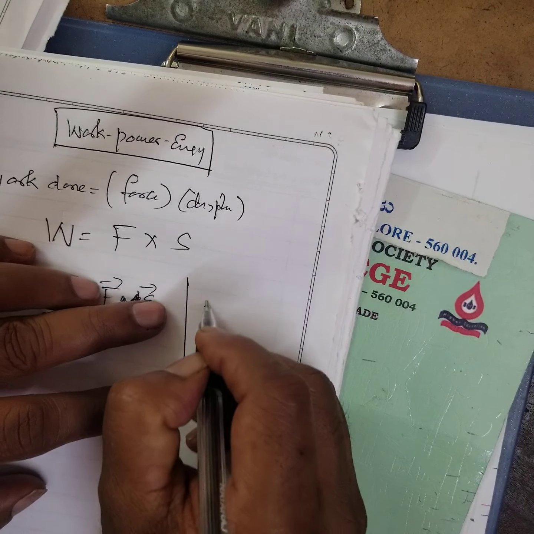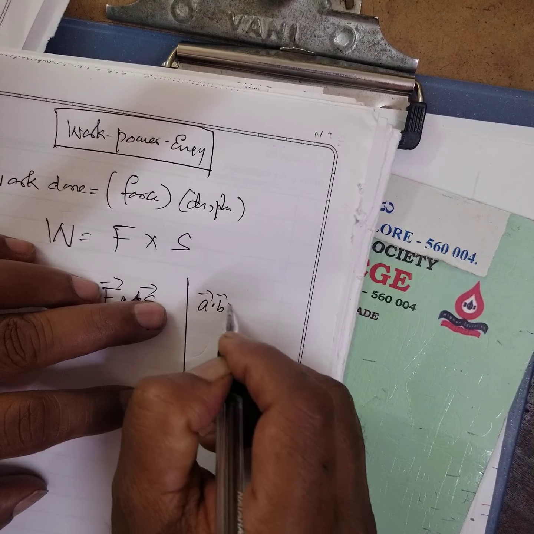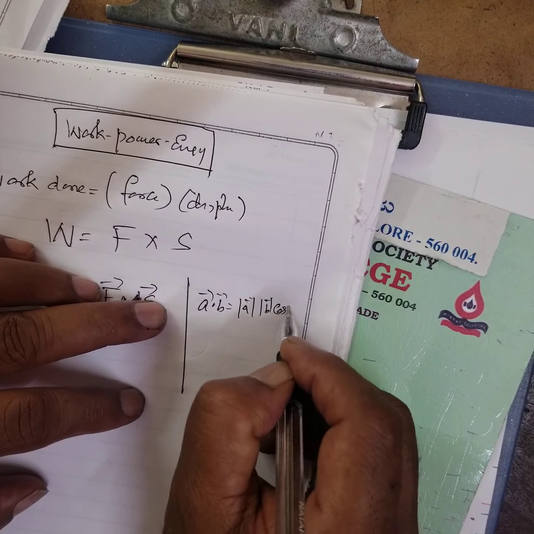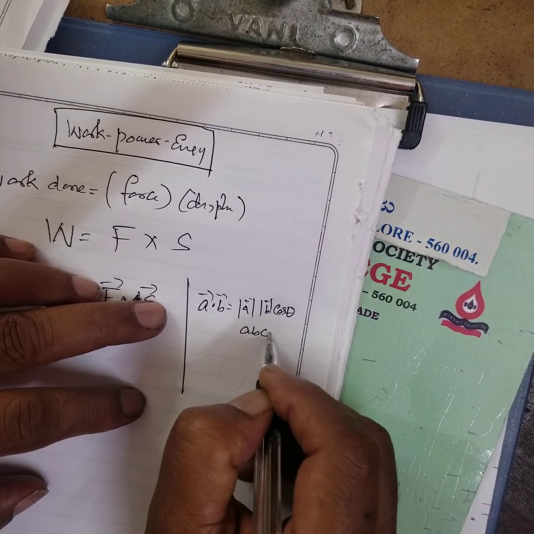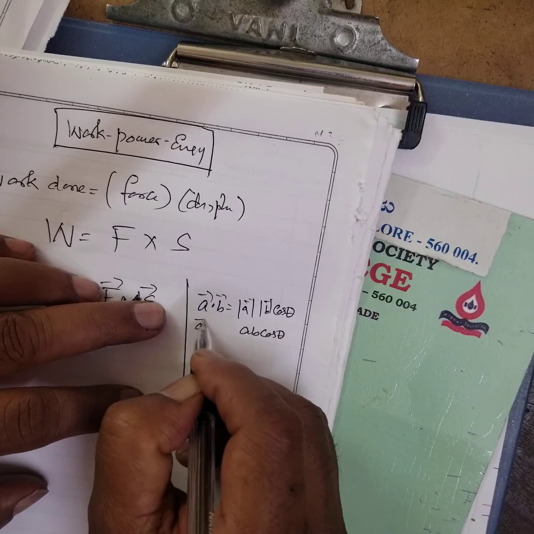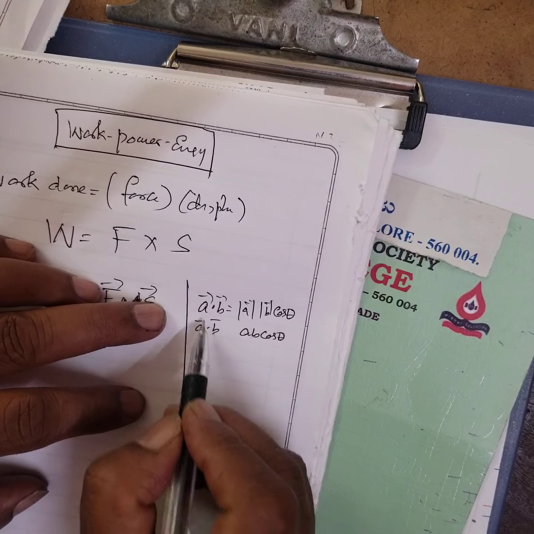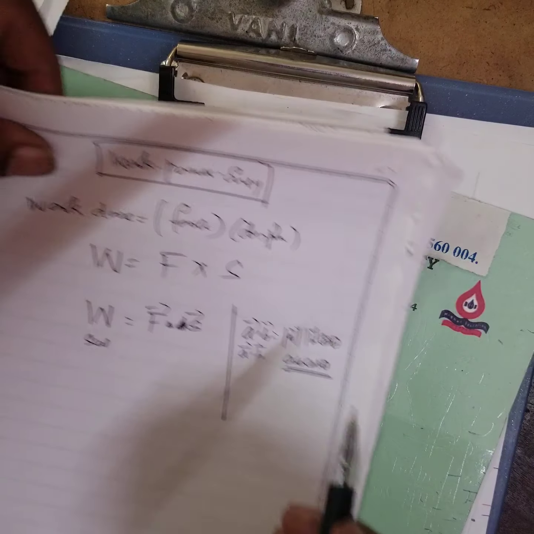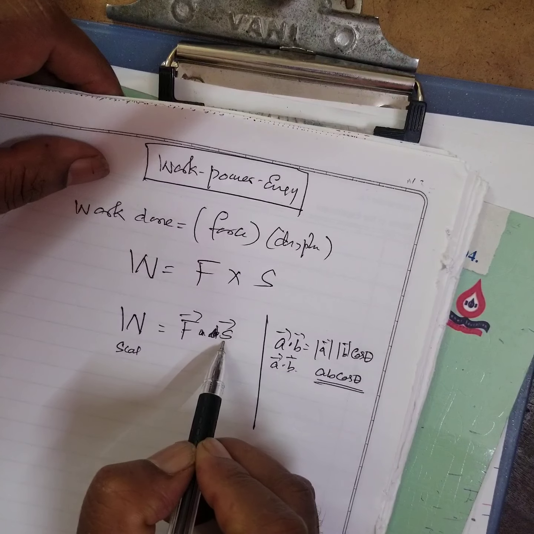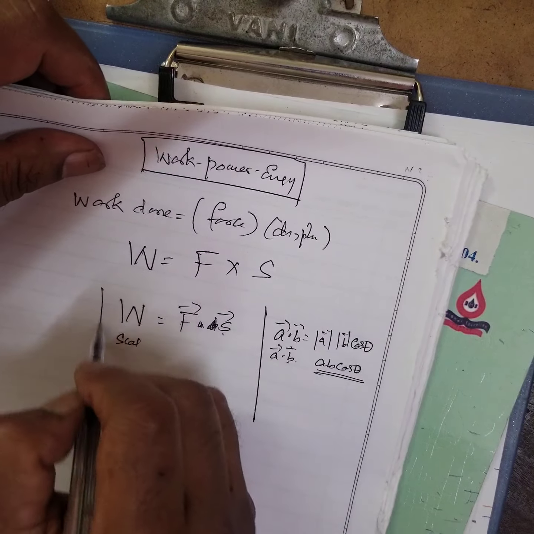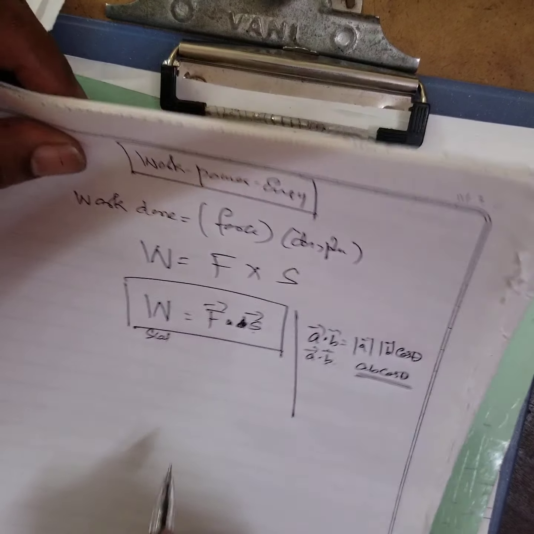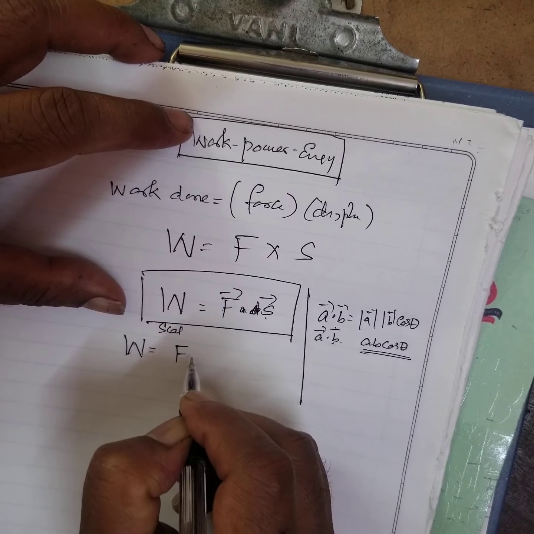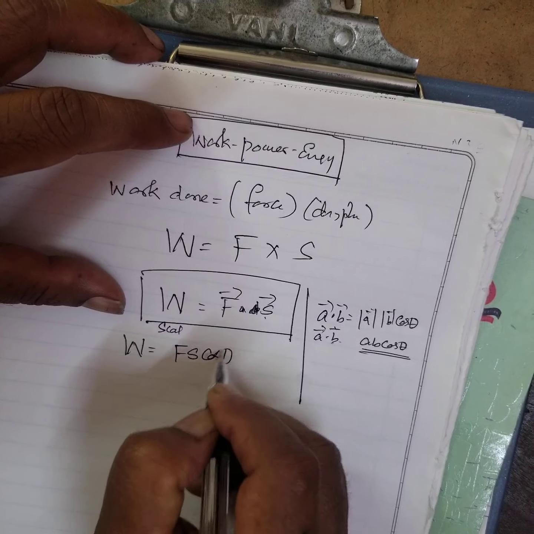See, vector A dot vector B is equal to length of A, length of B, cos theta, that is AB cos theta. You know that. A is a vector, B is also a vector, but AB cos theta is a scalar. Force is also a vector, displacement is also a vector. Therefore, this is a general formula. Now, the work done is equal to F S cos theta.